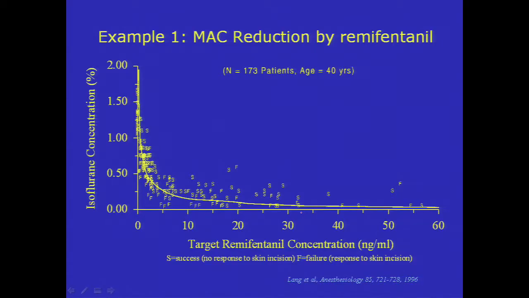Now, this is like a drawing by hand example, or a little bit better than drawing by hand. This is one of the classical papers on the MAC reduction of isoflurane when given in combination with remifentanil, and you see that there is a MAC sparing effect of remifentanil on isoflurane, and you clearly see that there is a synergistic interaction between these two drugs on the endpoint here. S is a success, no response to skin incision, or F is a failure when the patient moved on skin incision.